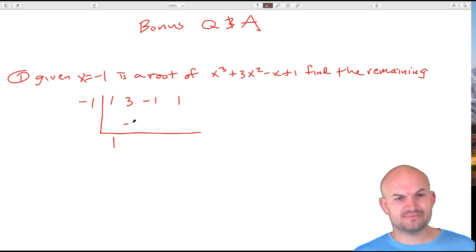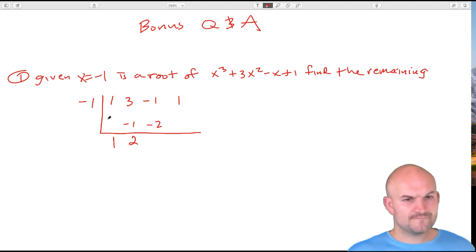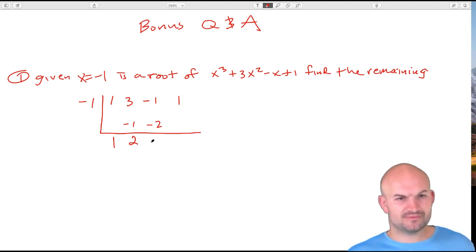So I bring down the 1. 1 times negative 1 is negative 1. 3 plus negative 1 is 2. 2 times negative 1 is going to be a negative 2. Uh-oh, something's not right. Dang it, did I make up this problem wrong? 2, that's negative 2. That becomes a negative 3. Dang it. I did mess up the problem.